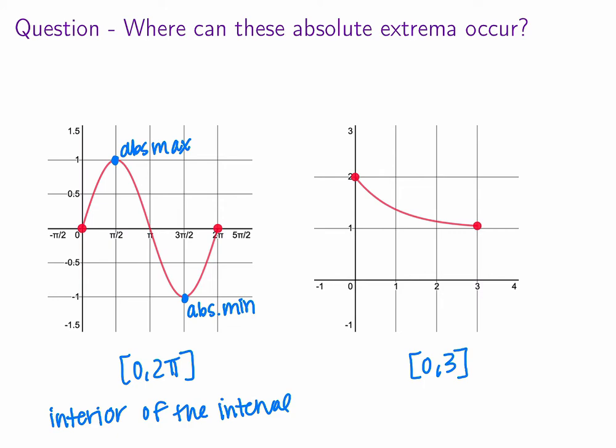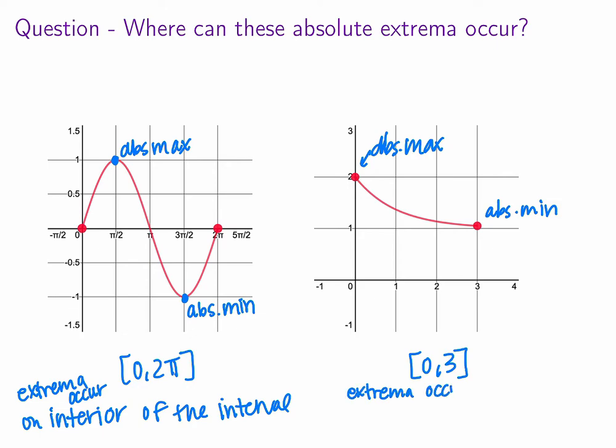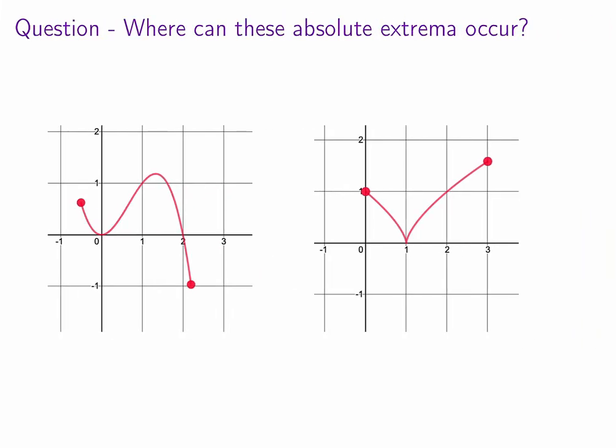So the extrema occur, write that too, on the interior. All right, for this next one, this other little piece that we have, I see the absolute max is here at 0, 2, and the absolute min is here at 3, 1. And notice here the extrema occur on the endpoints. So that can happen as well.